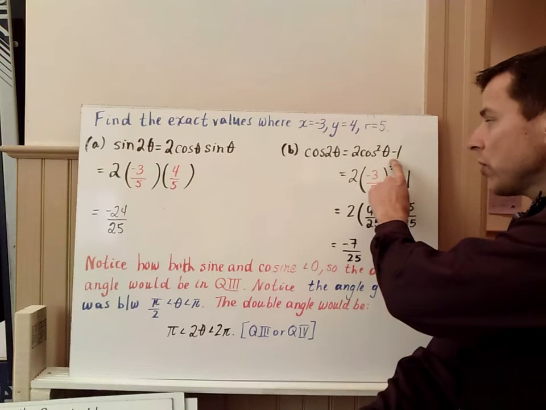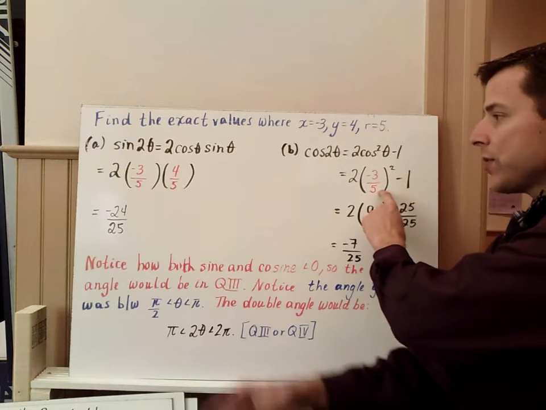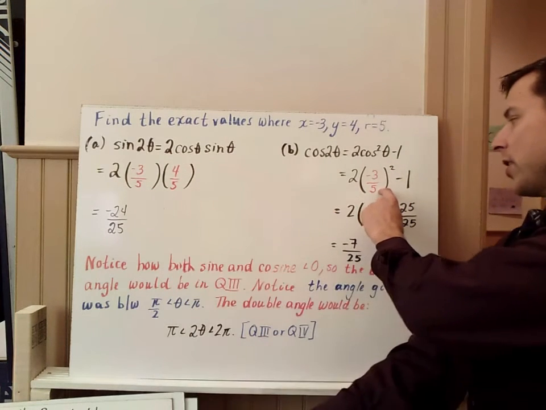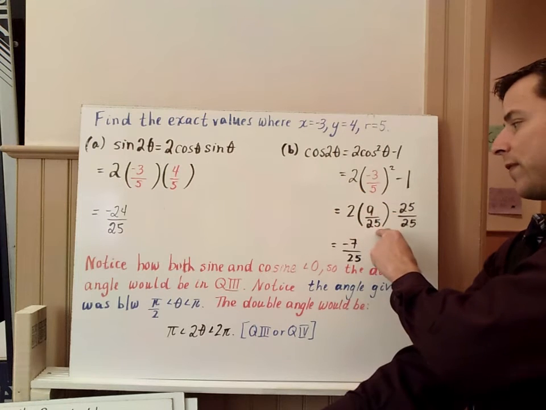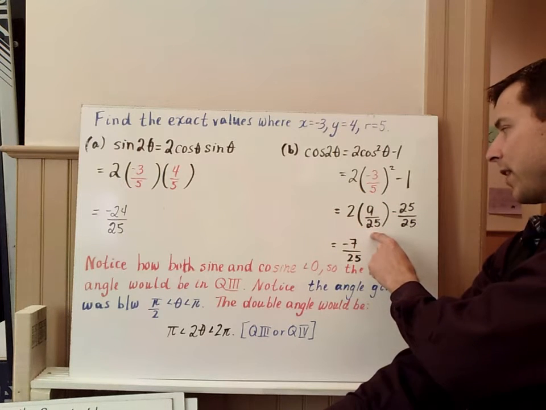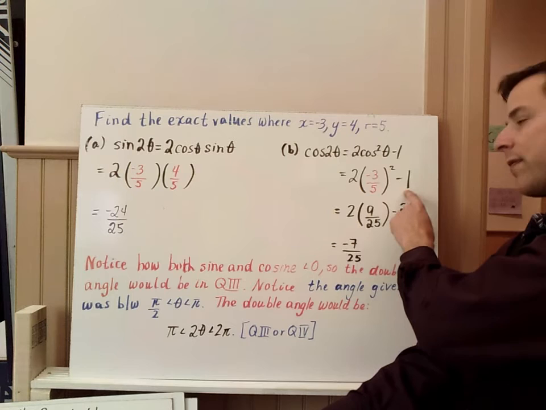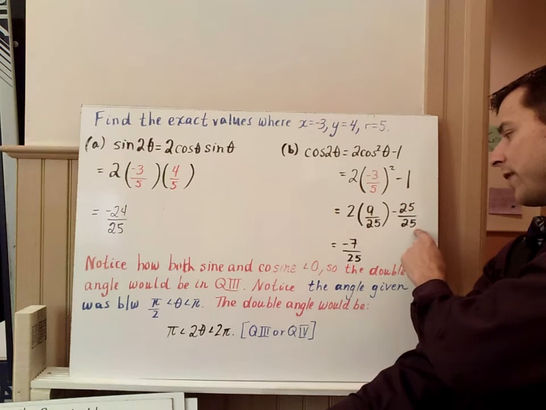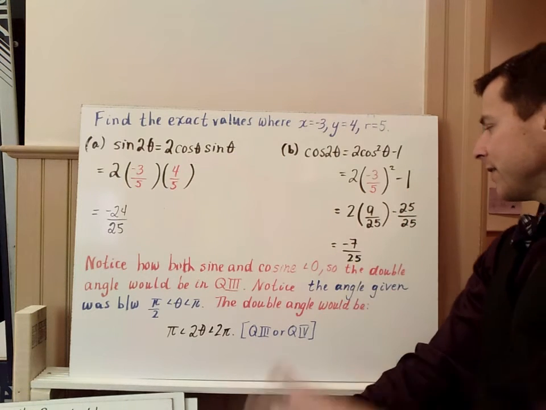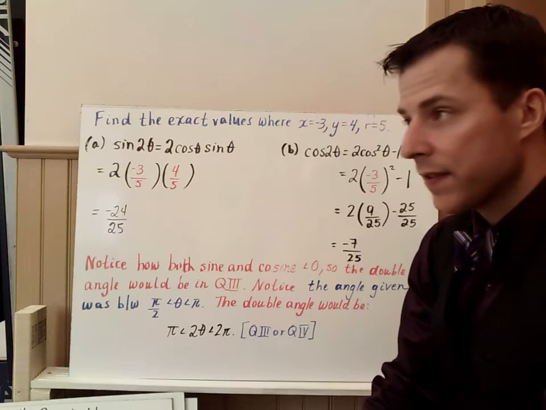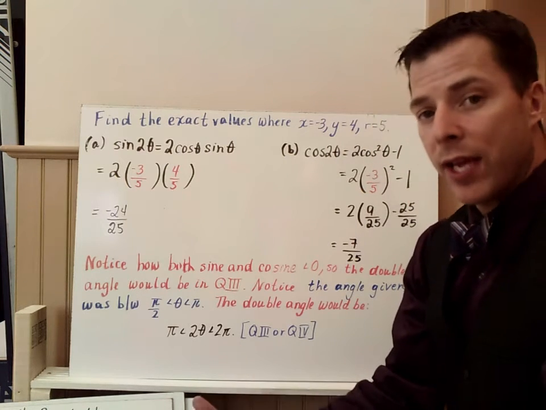Remember, I have a few choices here. I chose this one. Cosine, remember, is negative 3/5. So I plug that in and I get 9/25. So 2 times 9/25 minus, I converted 1 to 25 over 25, and I end up with negative 7/25.